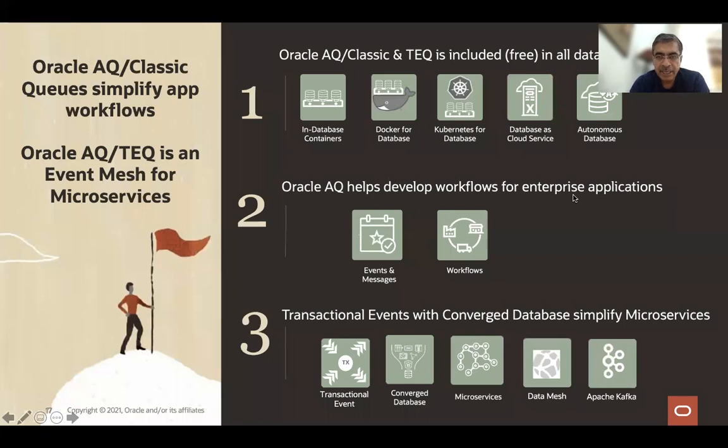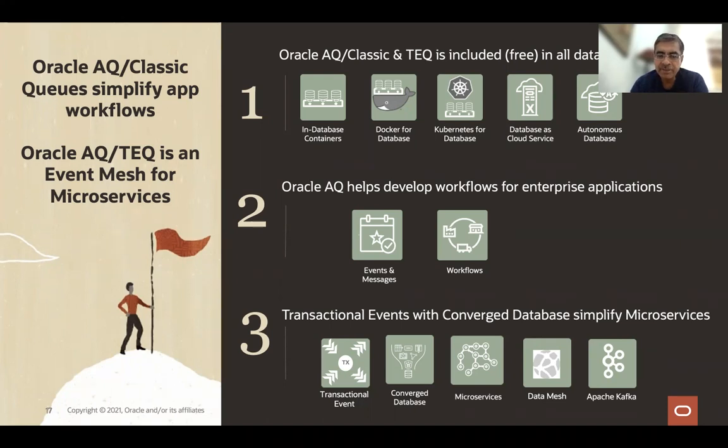Just to summarize, my final slide here is, again, AQ, classic queues, and TEQs are part of the Oracle AQ brand. They are free in the database. So if you have the Oracle database, they're in containers, in Docker, you can deploy this in Kubernetes, cloud services, autonomous database. Number two, Oracle AQ helps develop workflows for enterprise applications, again, with the events and messages as the underpinnings of workflows. And lastly, transactional events with converged database simplify microservices.